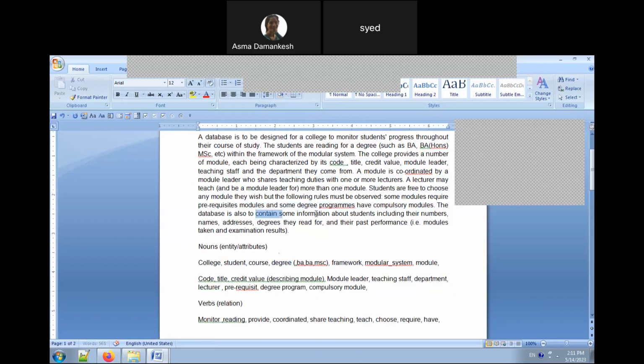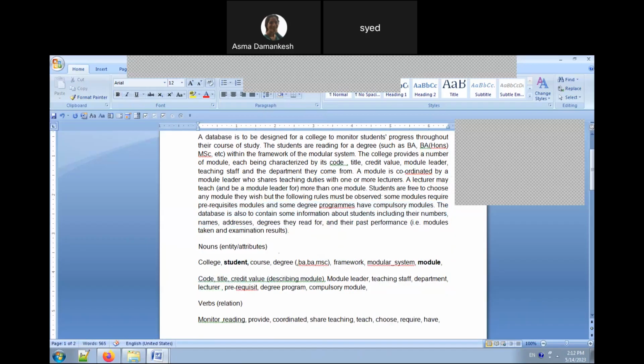The database is also to contain some information about the students, including their number. Again, this is the part where I'm explaining something, right? Like here, we explain the module, no? So I highlight this, make it bold to say this is an entity because I had an explanation. Then I will highlight this to say this is an entity because it is followed by an explanation, okay? What are those explanations?